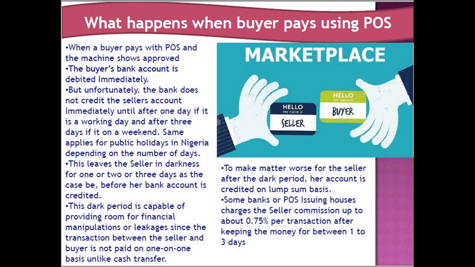This dark period is capable of providing room for financial manipulations or leakages, since the transaction between the seller and buyer is not paid on a one-on-one basis, unlike cash transfer. To make matters worse for the seller, after the dark period her account is credited on a lump sum basis. Some banks or POS issuing houses charge the seller commission of up to about 0.75% per transaction after keeping the money for between 1 to 3 days.